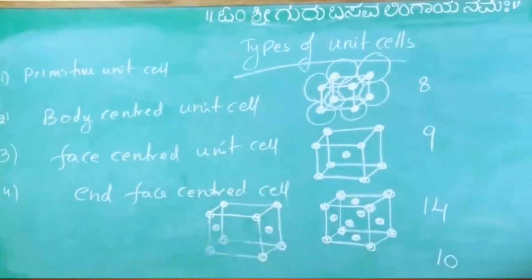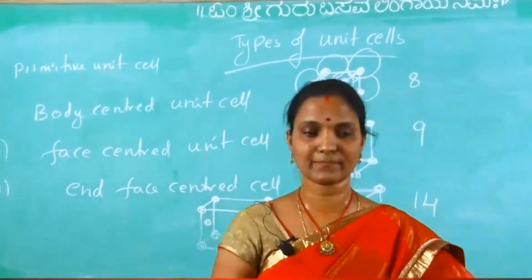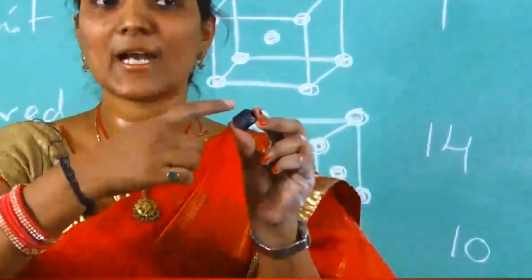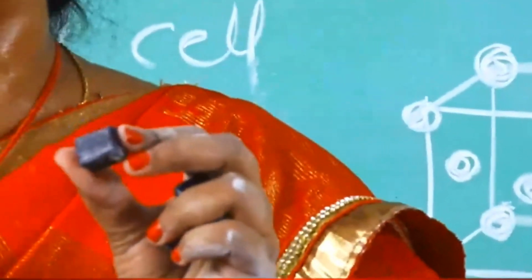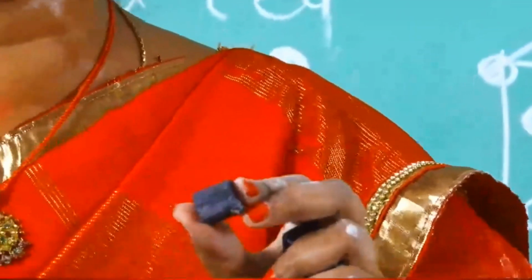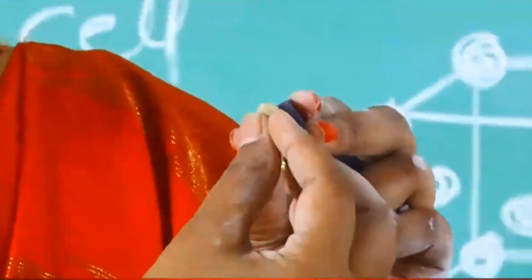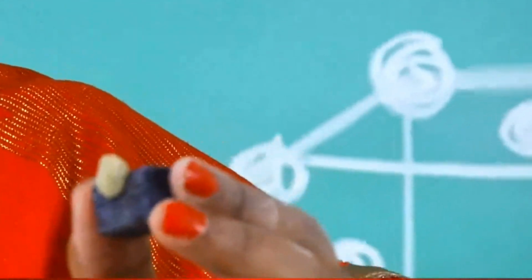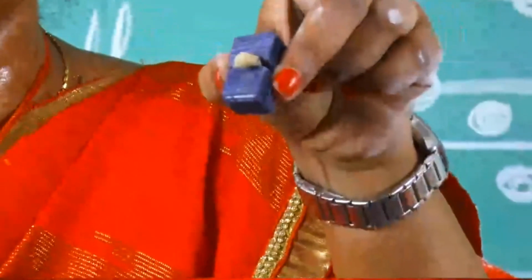Now, come to the edge center. This is the edge. Is that clear now? If the particle is in the corner position, 8 unit cells can share. For each unit cell, 1 by 8 we are getting. A full laddu we are not getting for each unit cell. Now I am placing this laddu here. This is the edge center, the center of the edge. How many unit cells can share? This unit cell and this unit cell. Only half of the laddu is completed.